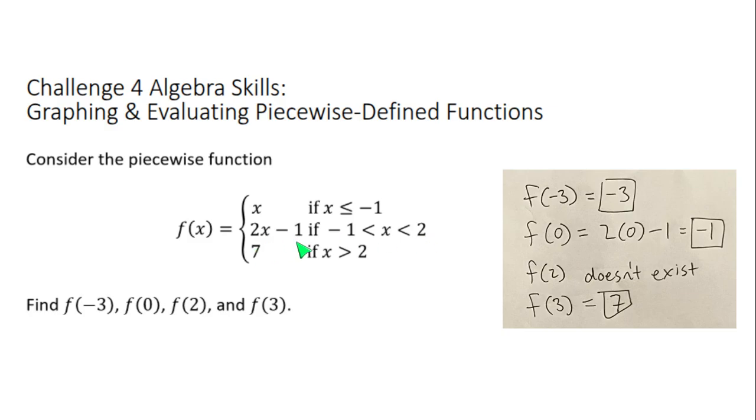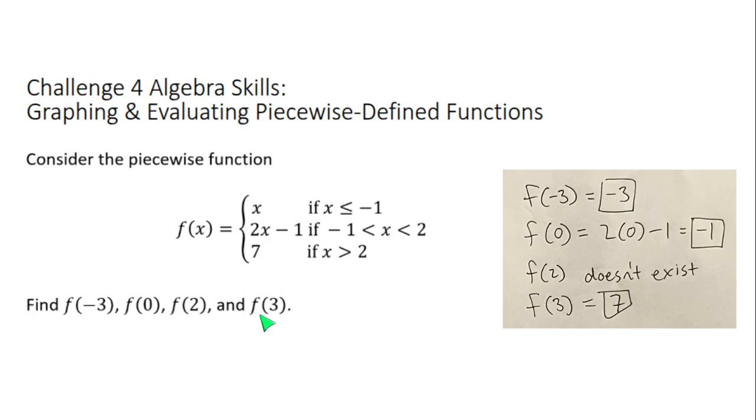To use the third piece, x needs to be greater than 2. 2 is not greater than 2 either. So it looks like 2 has nowhere to go. That means that f of 2 does not exist. The function is literally not defined for an x value of 2. So we would simply say f of 2 does not exist.